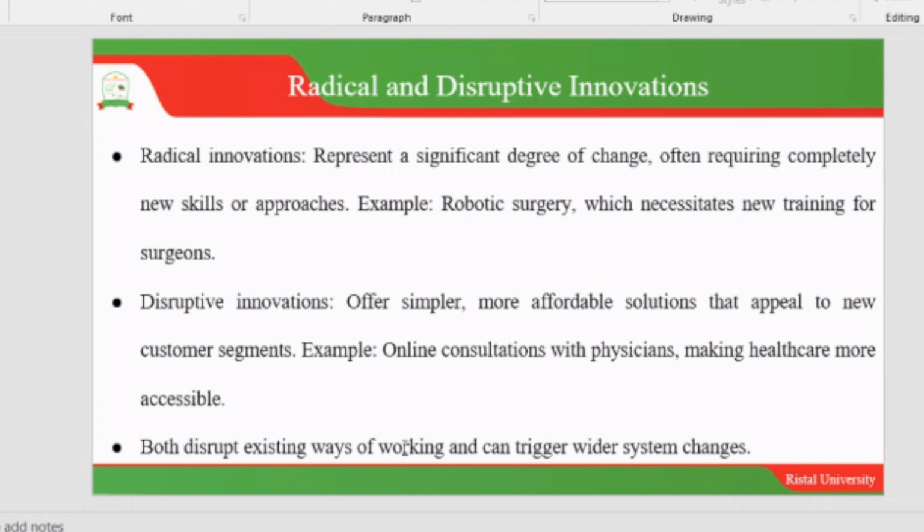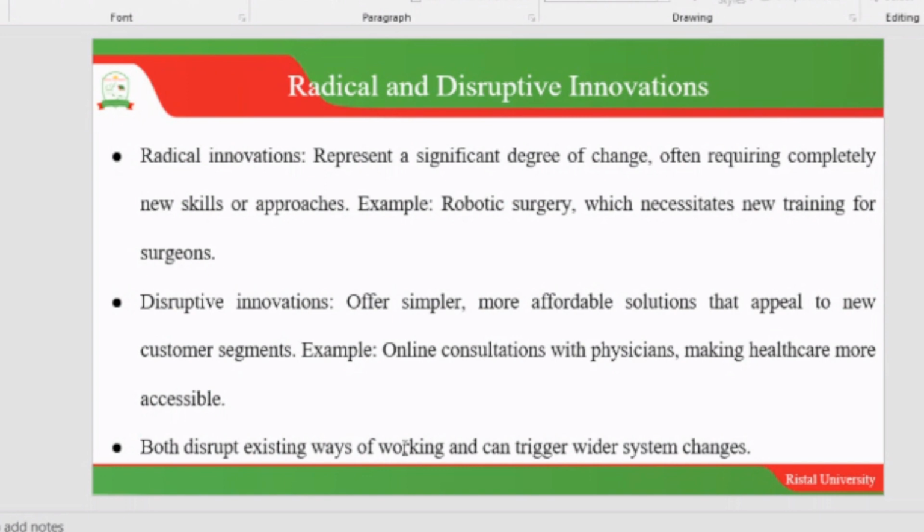It represents that significant degree of change. While in disruptive innovation, it is often a simpler, more affordable solution that can appeal to new customer segments. For example, online consultations with physicians, or making healthcare more accessible, can be a disruptive innovation in this case.